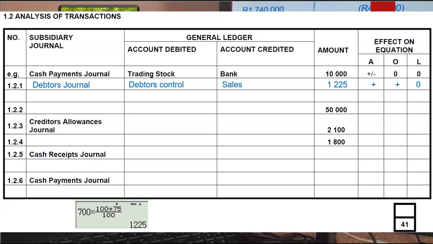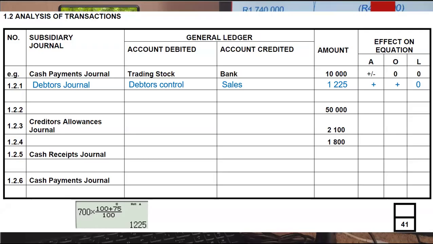The other two accounts that will be affected will be cost of sales. As I mentioned, cost of sales increases on the debit side whenever we sell. Cost of sales is basically us expensing trading stock, which is your asset. So trading stock turns into an expense when we sell it. When we buy stock, it is trading stock, an asset. When we sell, that stock becomes cost of sales.